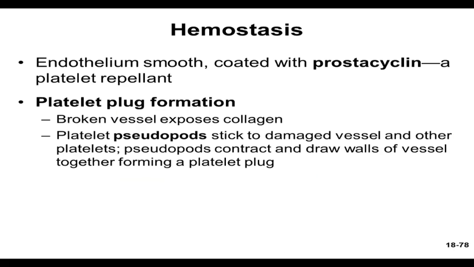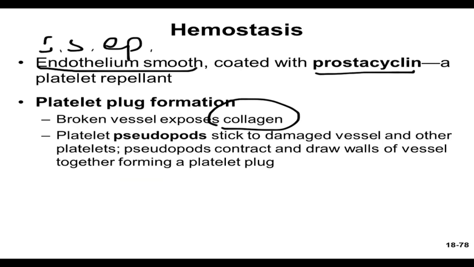So normally, again, remember the endothelium is the simple squamous epithelium of the inside layer of a vessel. It's usually very smooth. It's coated with a molecule called prostacyclin, which is a platelet repellent. So it's not going to allow platelets to normally adhere to the inside of the vessel, and that's a good thing. But again, once there is damage to the vessel, once there is exposure of collagen, the exposure of collagen will cause the platelets to become sticky once again. So the platelets will have these little pseudopods, these little branches coming out of the cell, and they will start sticking to damaged cells and start creating the platelet plug.